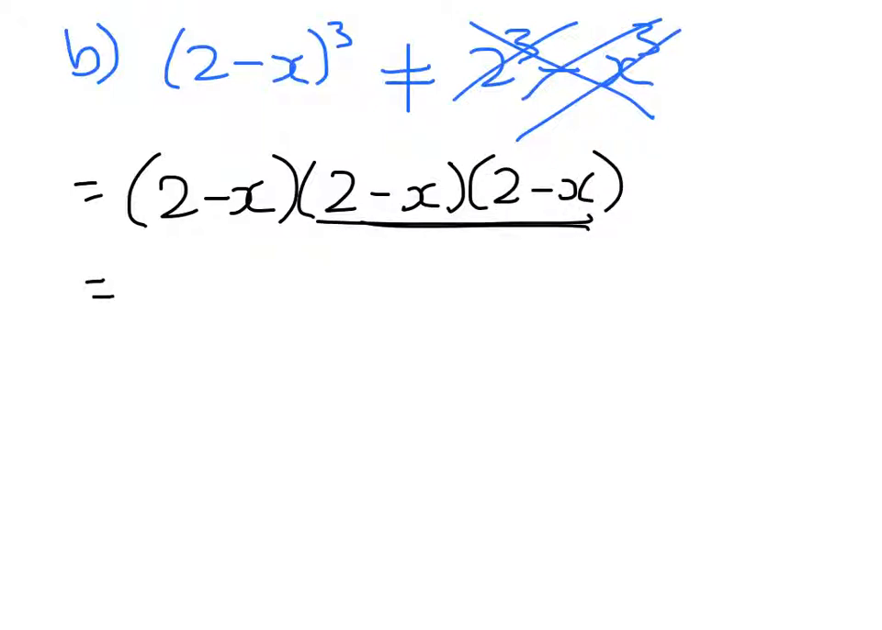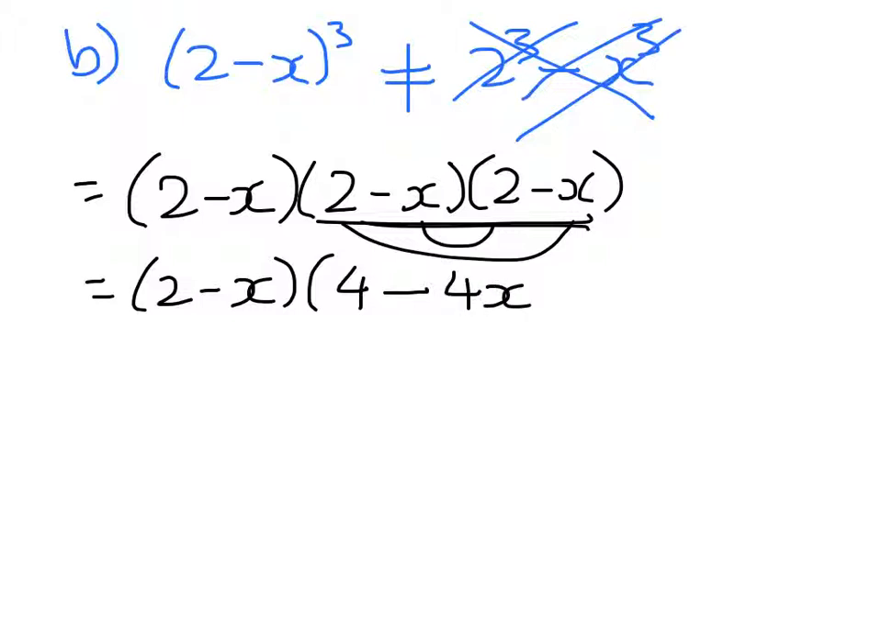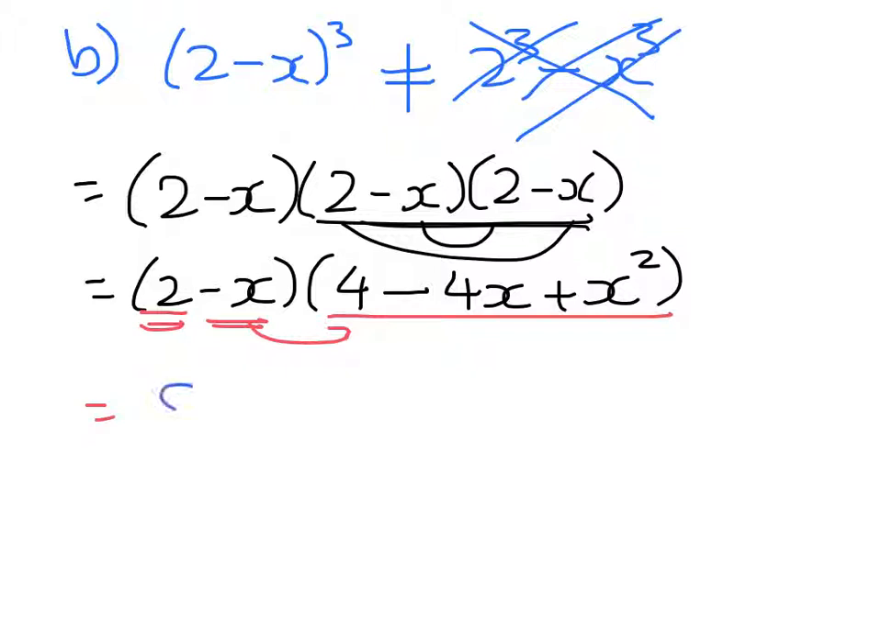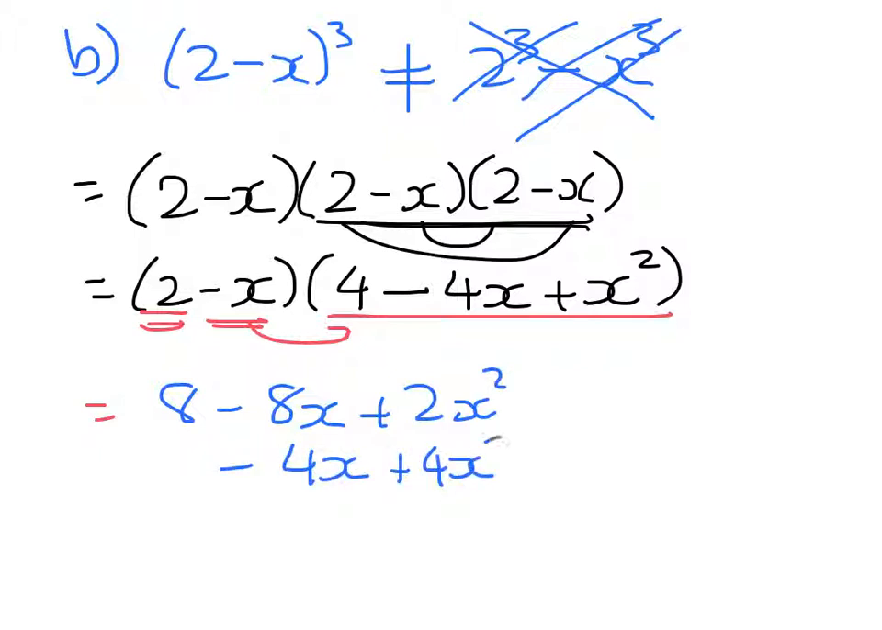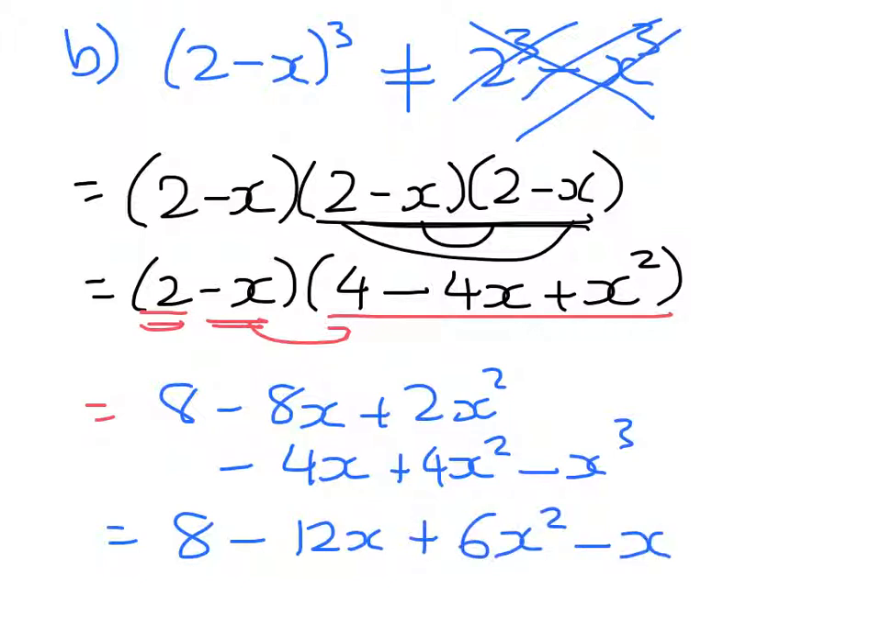Okay, expand the back two brackets, so (2 minus x) times (4 minus 4x plus x squared). Now expand 2 times all of that, and then minus x times all of that. So we will get 8 minus 8x plus 2x squared minus 4x plus 4x squared minus x cubed. And that gives us 8 minus 12x plus 6x squared minus x cubed.